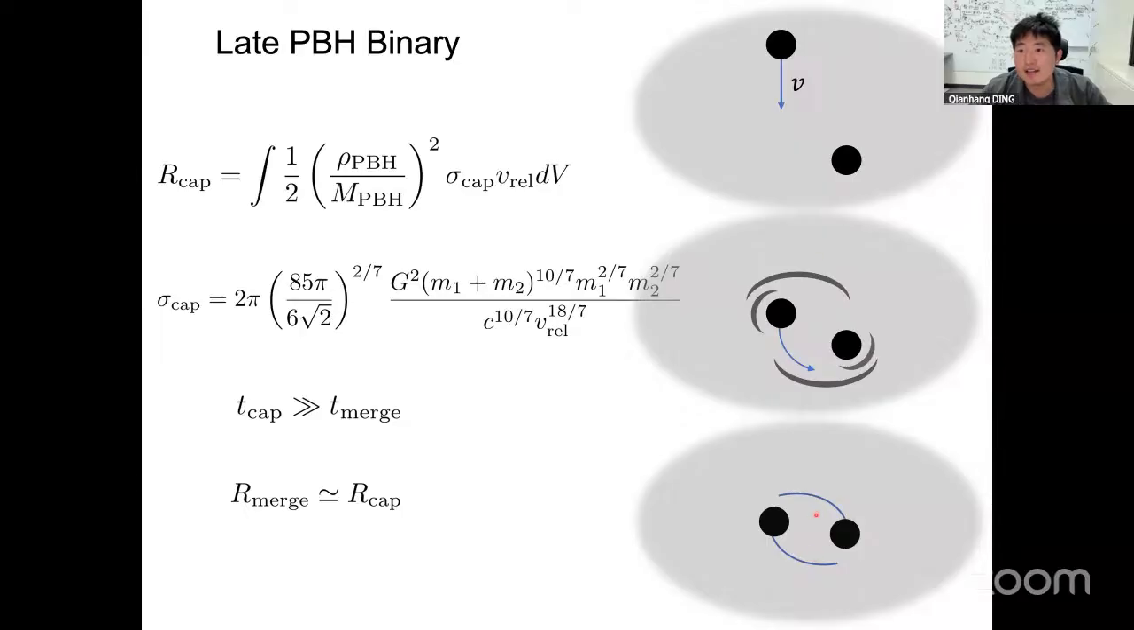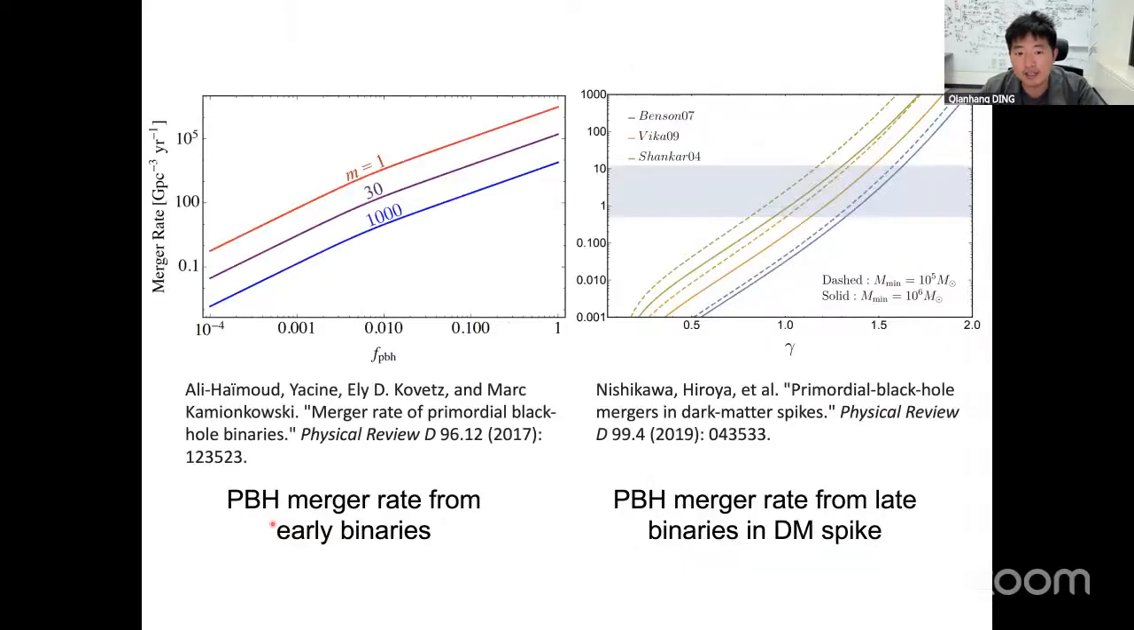In such a process, the time scale for two PBHs to form a binary is very long compared with their merger time scale. So therefore, we usually use the two-PBH capture rate as an approximation of the PBH merge rate. This late PBH capture rate can be calculated using the PBH number density times their capture cross section and the relative velocity of two PBHs, as an approximation of the merge rate. So these are the two kinds of PBH binaries. Now what we want to study is, if PBHs are located inside the dark matter spike, how the dark matter spike enhances the late PBH binary formation and merge rate.